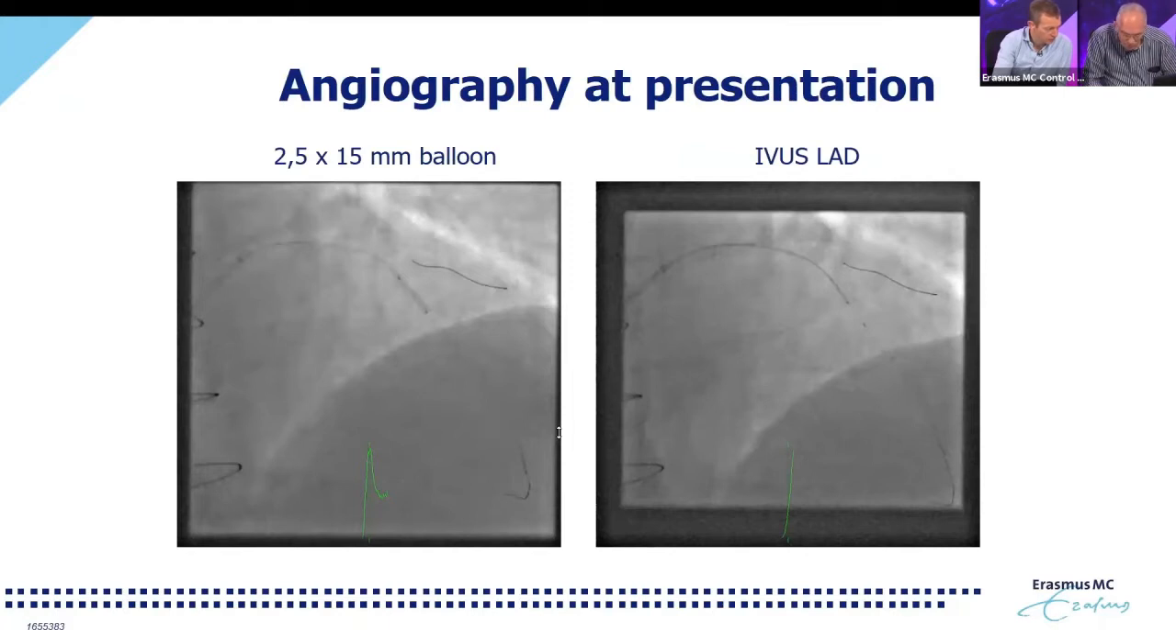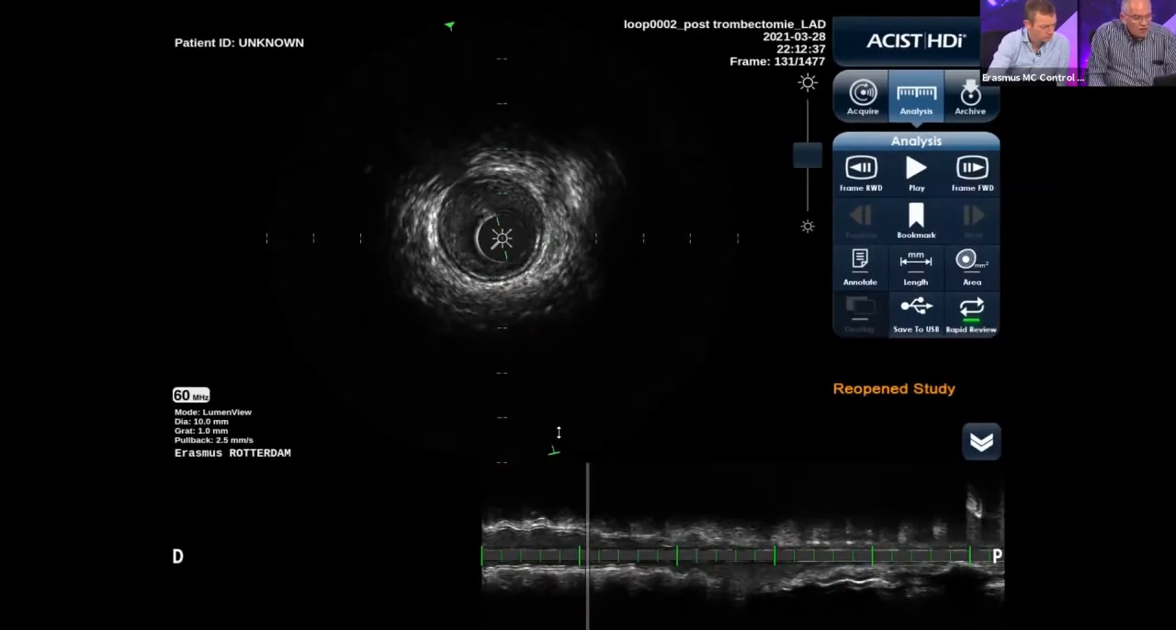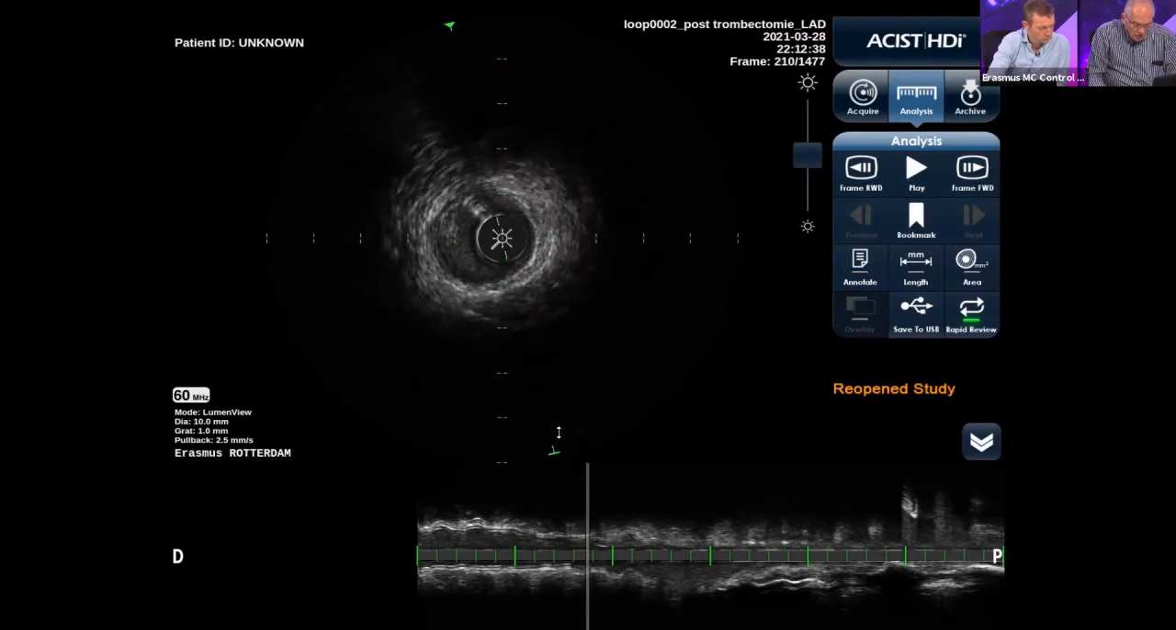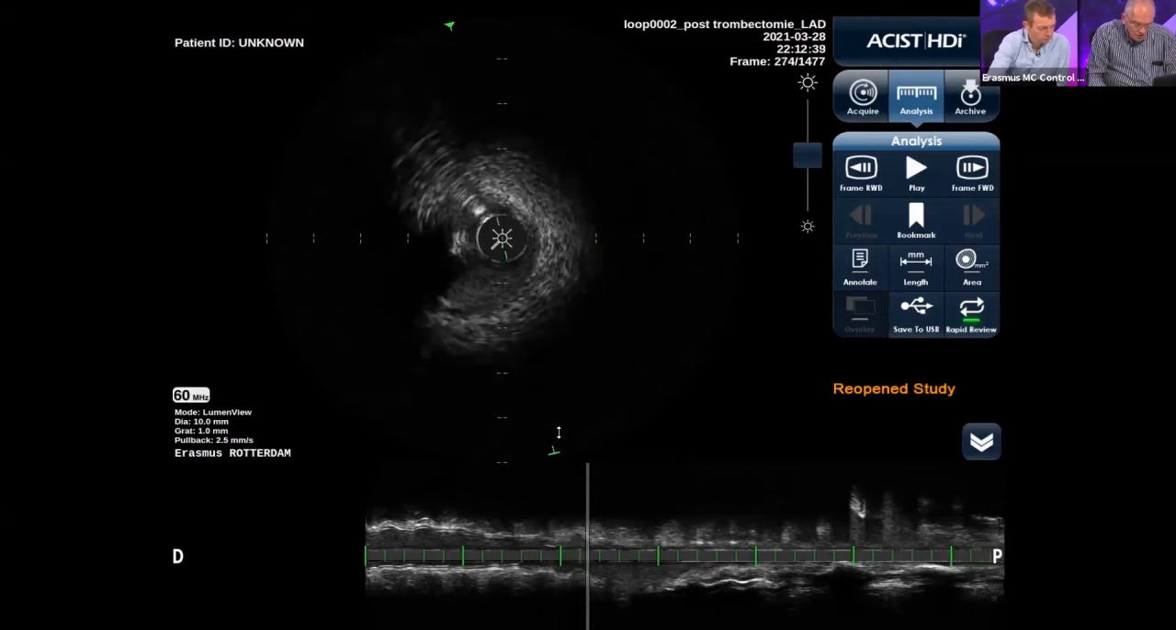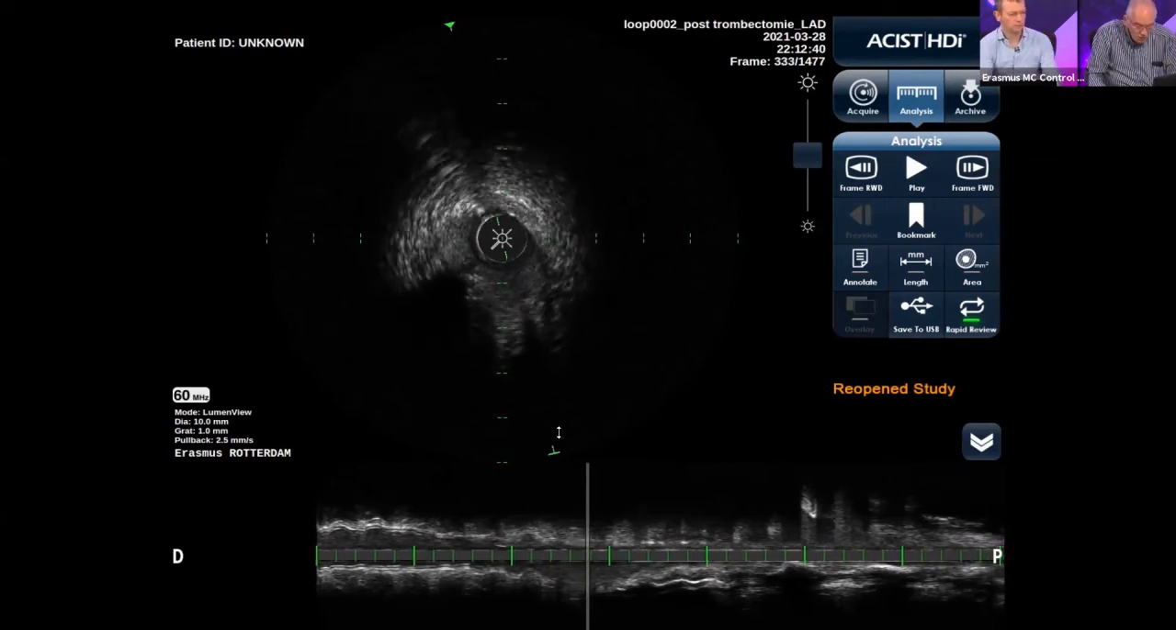Given the sluggish flow, the operator proceeded with a small 2.5 by 15 balloon, and then repeated the IVUS to assess the remaining amount of plaque and to use the IVUS to help guide the stent sizing. So if we go back to the IVUS. Then here we started. I show you a part with a normal vessel. And what you also appreciate immediately is that the lumen is darker. So that means that the flow improved after this thrombectomy and after the balloon dilatation.